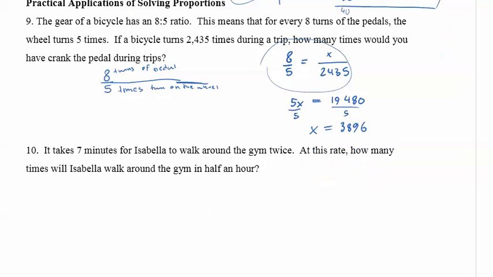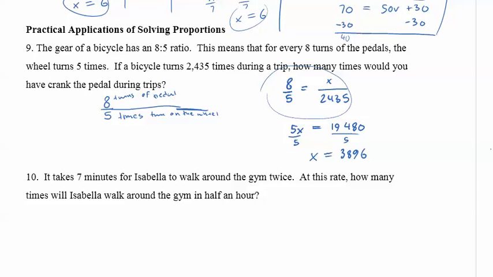So basically we're saying that if you were to pedal 3,896 times, the wheel would have turned 2,435 times. Let's check this value. So put it back into the equation. 8/5 equals 3,896, our answer, over 2,435.